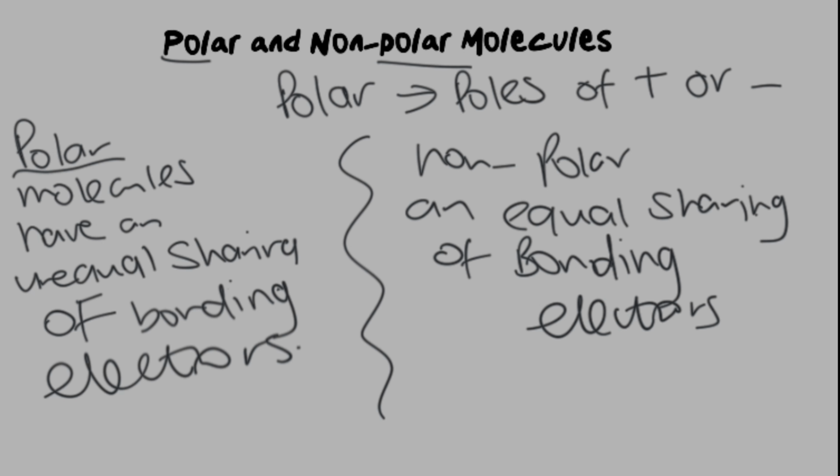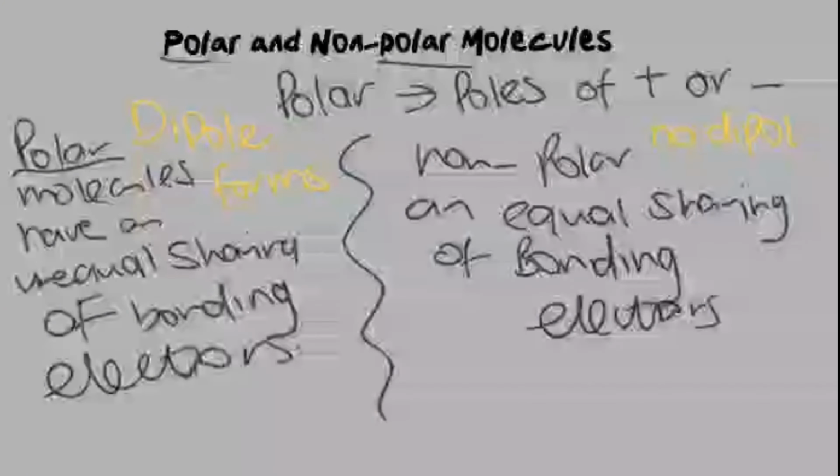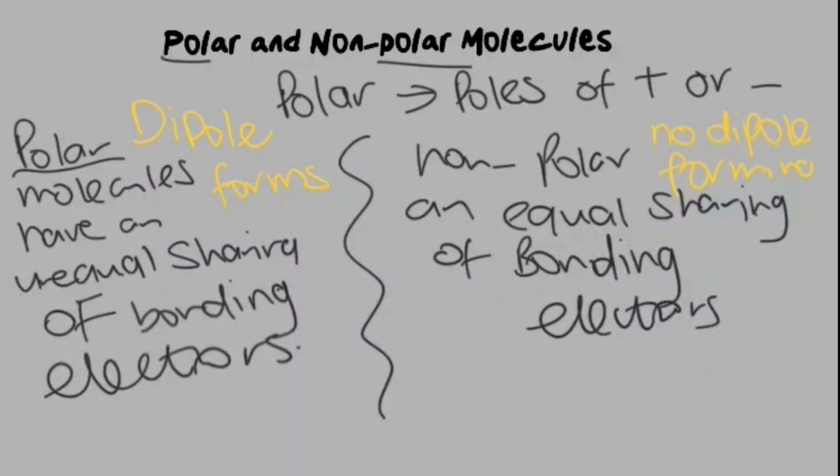Now, in a polar molecule, there is something called a dipole that forms, and in a non-polar molecule, we have no dipole forming. So essentially, what polar means is that one of the atoms will have a stronger or weaker pull on the electrons that are bonding or that they are sharing in a covalent bond. And then non-polar says that they are equally pulling on the electrons, so no one atom has a stronger pull than the other.